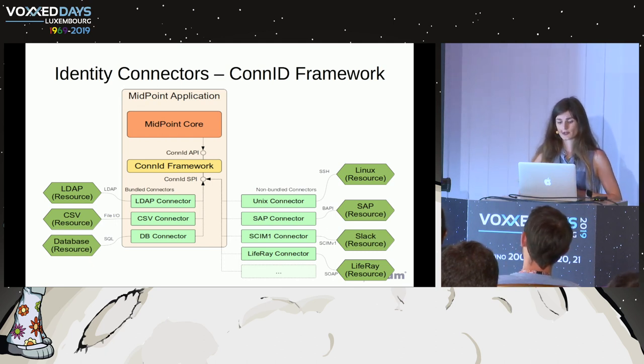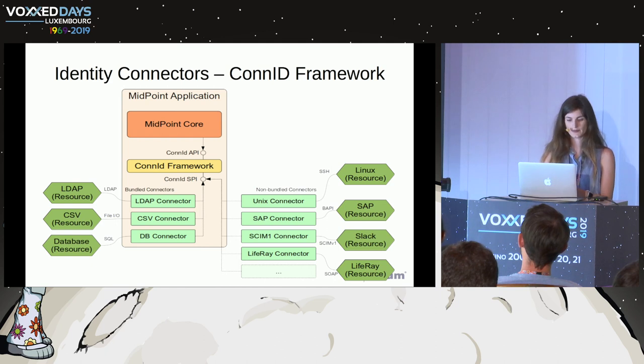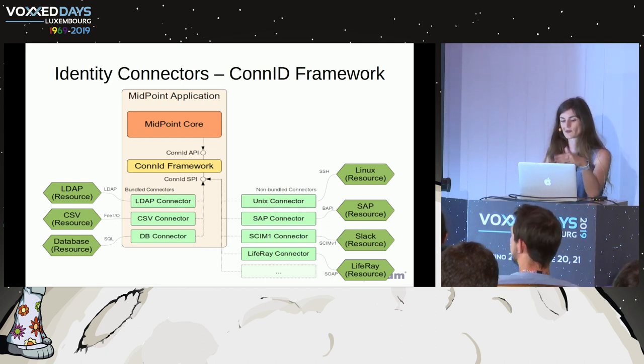And here we are. What are the connectors? A connector is usually just a protocol translator. It's usually a very simple piece of code, and it can be so simple, like translating the attributes which came from the ConID framework, or which the ConID framework put to it, to the native representation of the target application.